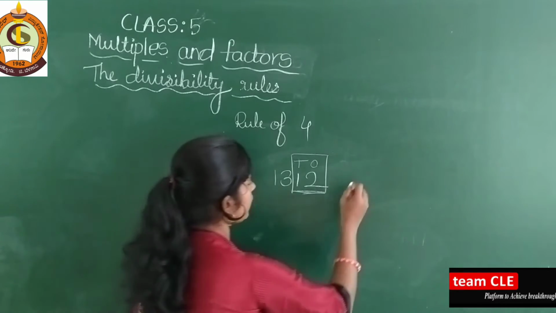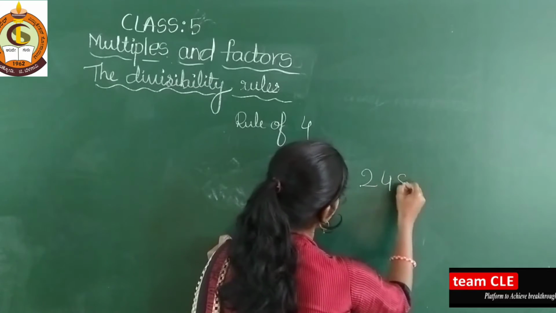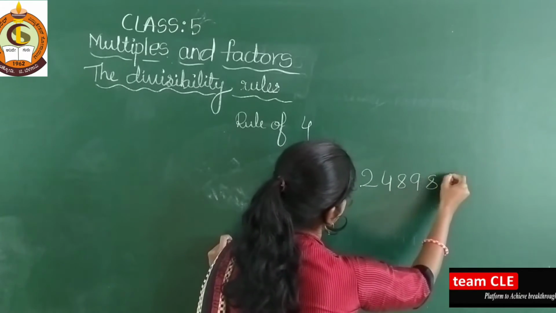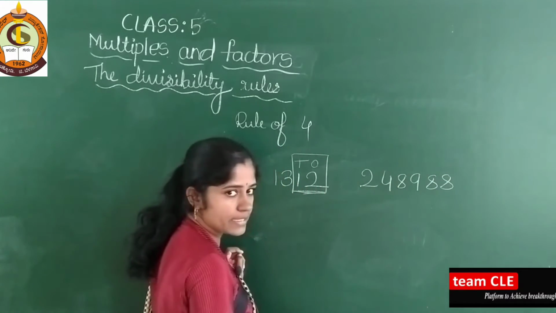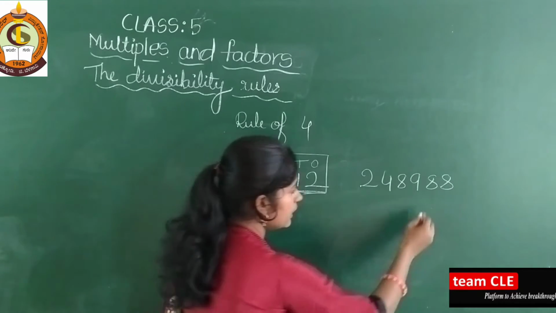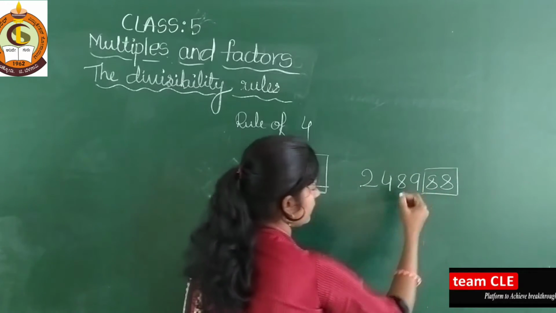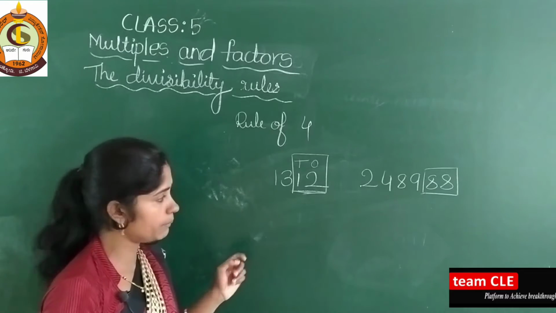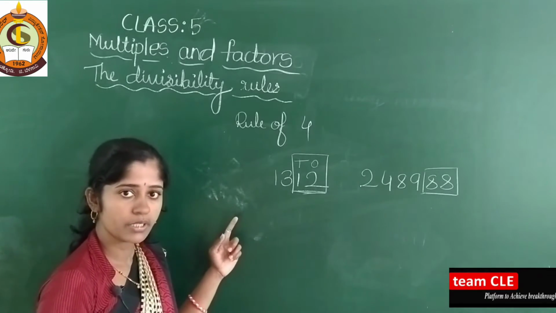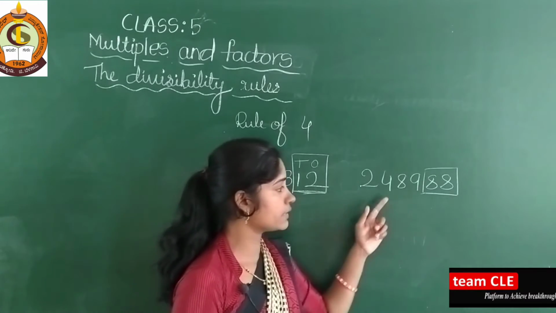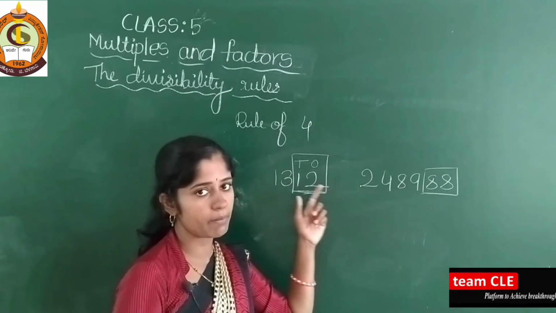Let us take one more example: 24898. Take the last 2 digits. Here 9 and 8 is there. So this 98... Here 8 and 8 means 88 is divisible by 4. Yes. Then this whole number is divisible by 4.